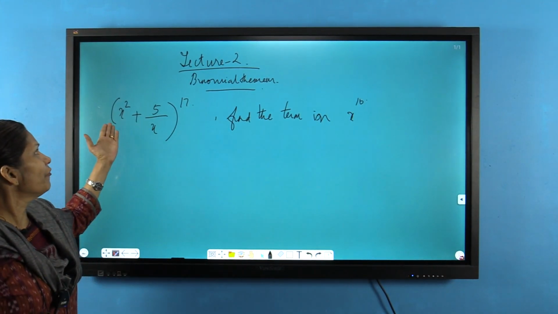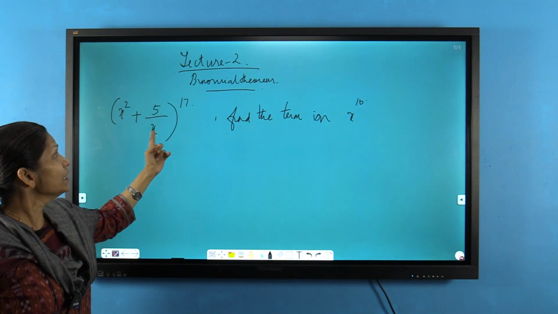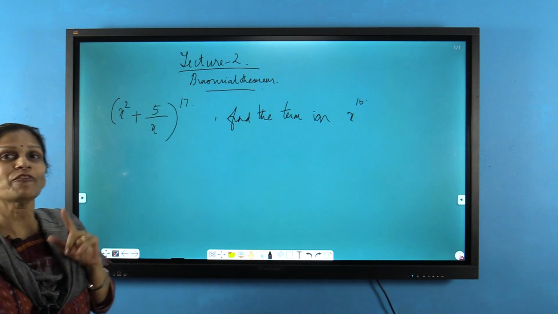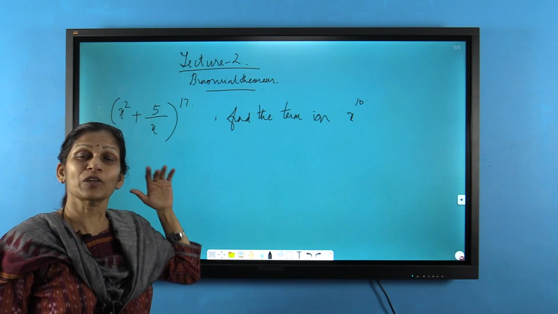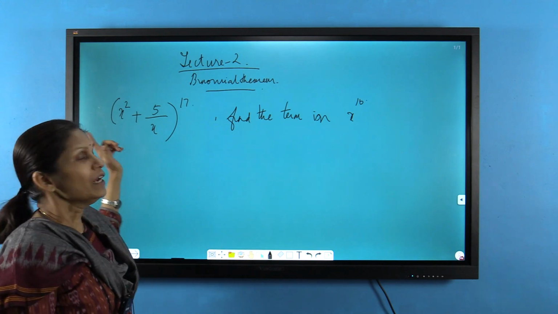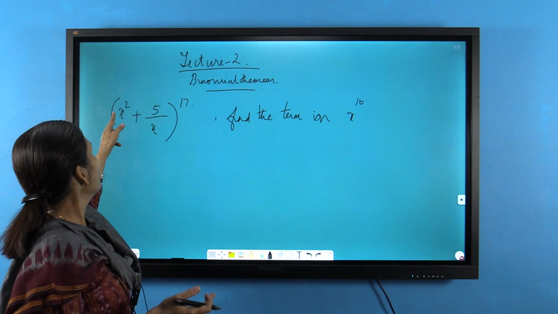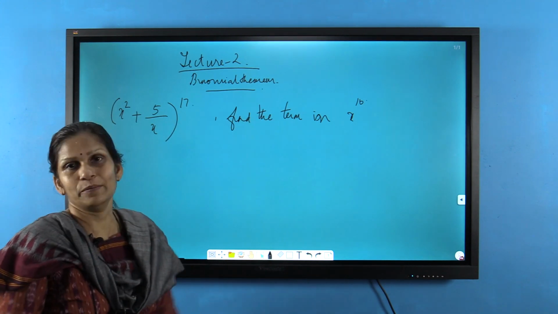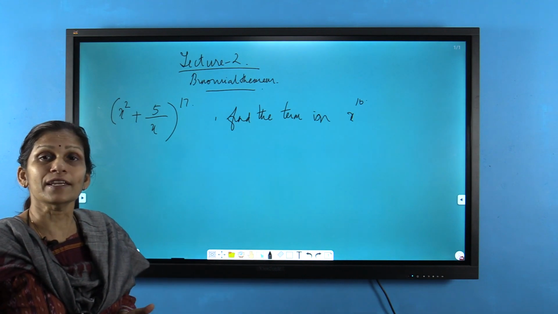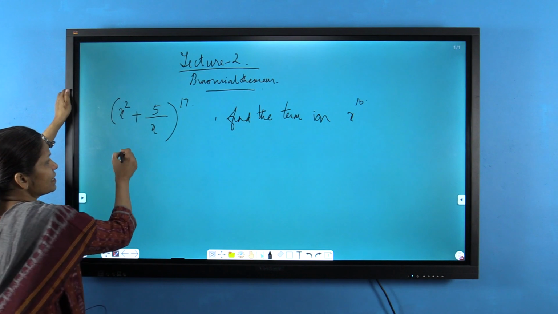So, look at it. The first term would be a term like x raised to 34. The last term would be a term like 1 by x raised to 17. So, the powers of x are going to keep on reducing. In between, this 10 is somewhere between 34 and minus 17. So, there could be a term in x raised to 10. If there is, you are asked to find the term. So, what is the term?